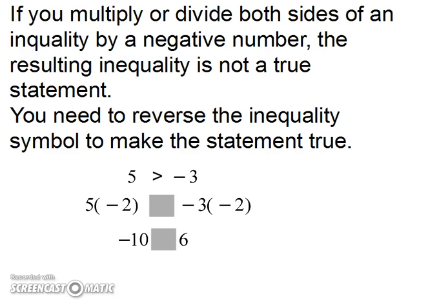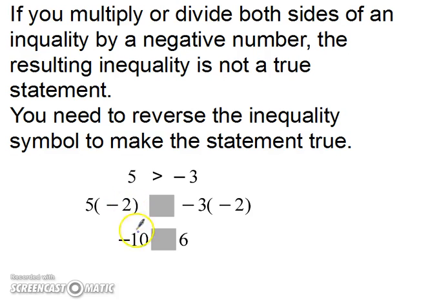Alright, let's look at what happens if you multiply or divide both sides of an inequality by a negative number. The resulting inequality will not be a true statement. Therefore, you need to reverse the inequality symbol to make the statement true. Let's look at an example with numbers. We know that 5 is greater than -3. Well, what if we multiplied both sides of the inequality by -2?